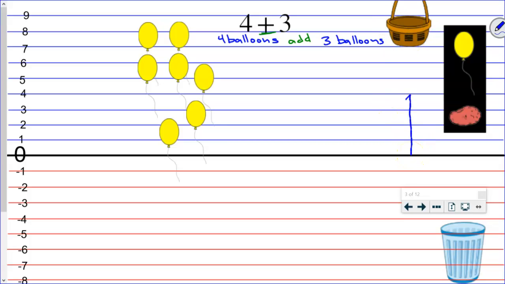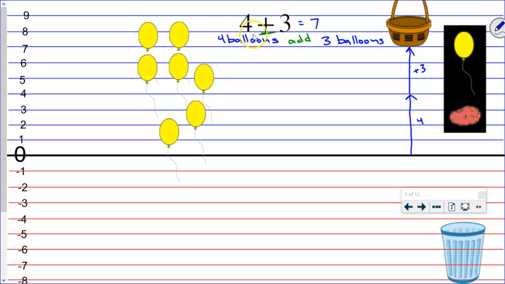We had those 4 balloons in the basket. So I'm just drawing the arrow to show where that basket went to. And then I added 3 more, so draw that second arrow to show the other 3. So plus 3, and then here was our 4. Where's the basket now? At 7.